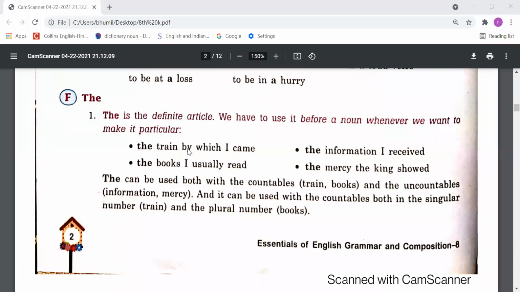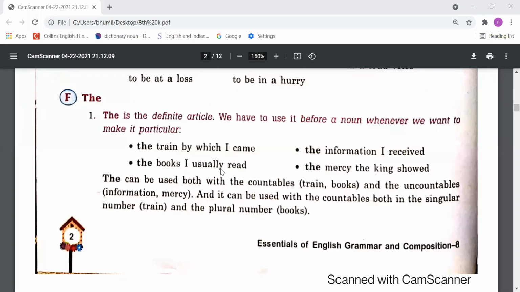The train by which I came, the uniform, the information I received, the books I usually read, the mercy the king showed. So all these nouns are definite, that's why we have used the article here, because the article comes with definite nouns, definite things, right?